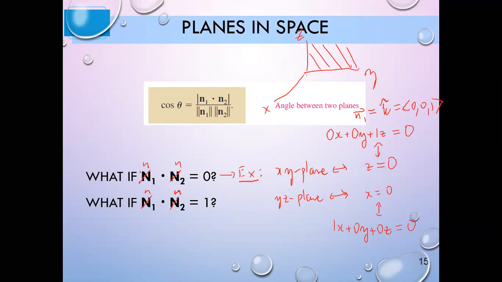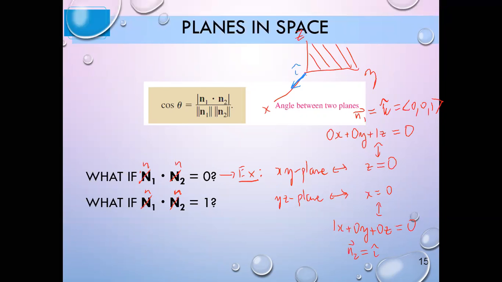So what would be a normal vector for this guy? I. Don't you see? And that totally makes sense that I would be a normal vector. You stare at that for a minute, right? So here's I right here, and that would be a normal vector. Okay? Now, what's true about the XY plane and the YZ plane?